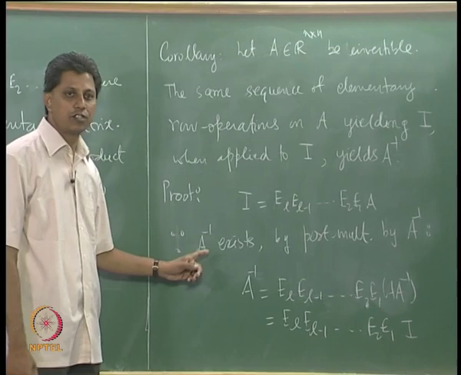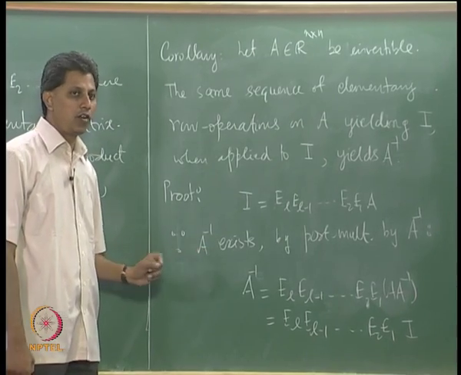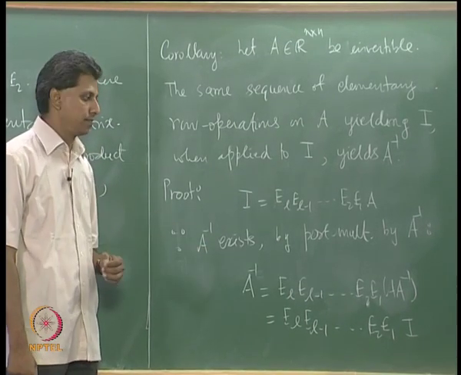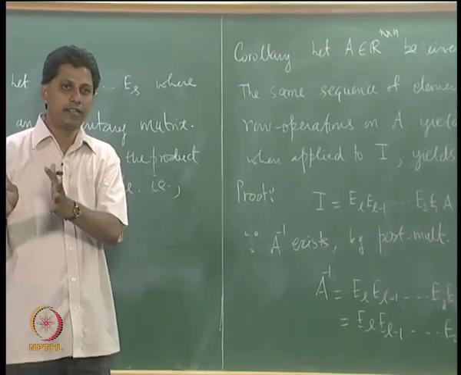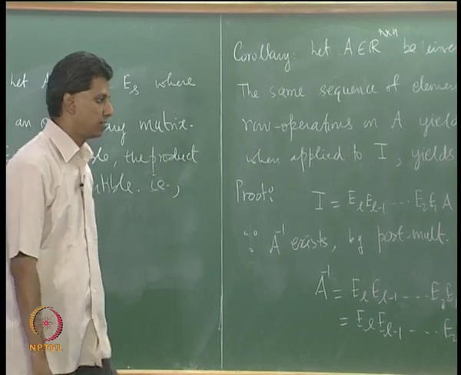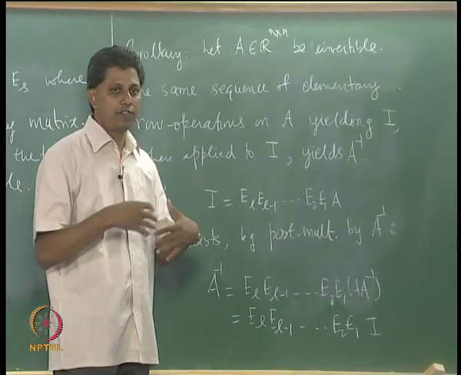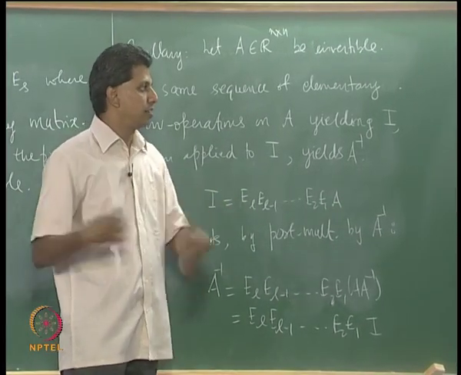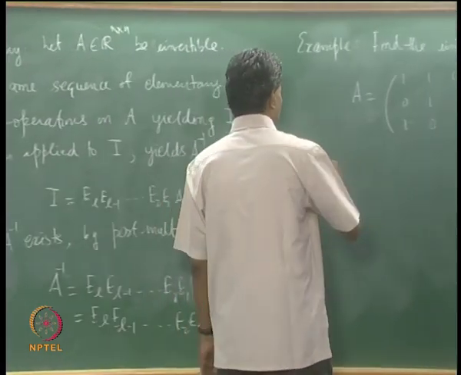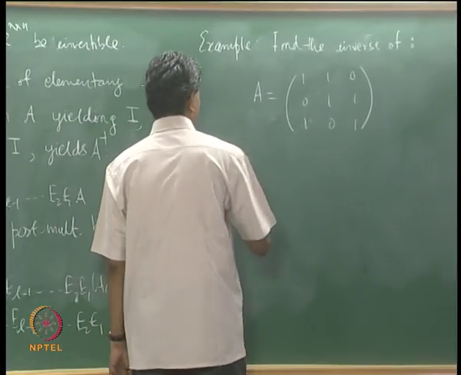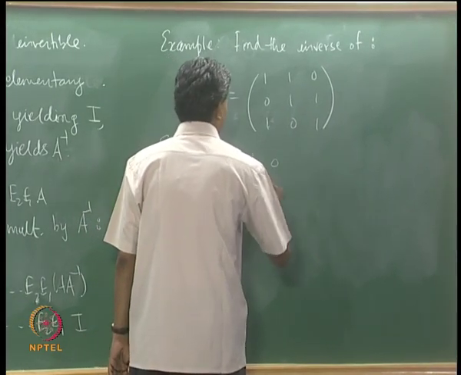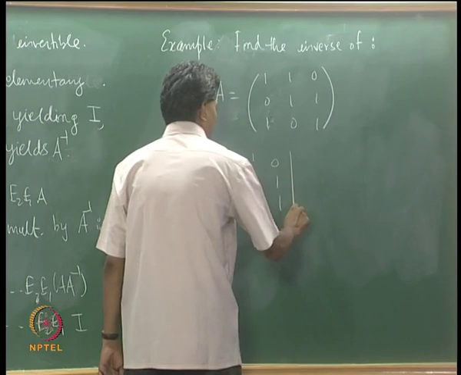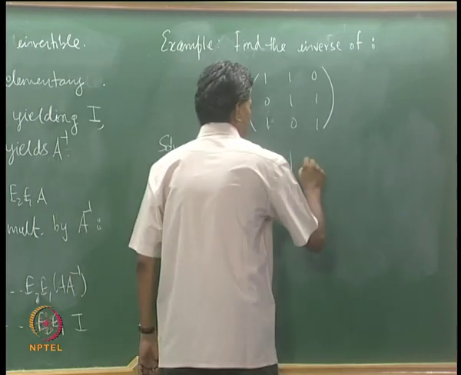I am going to use the previous result. I will do the same sequence of elementary row operations on I that I do for A to get A inverse. For that, it is convenient to append the identity matrix to the matrix A and do the operations for A and identity together. So I will append this matrix together with the identity: 1, 1, 0, 0, 1, 1, 1, 0, 1, put a vertical line and then write identity of order 3.